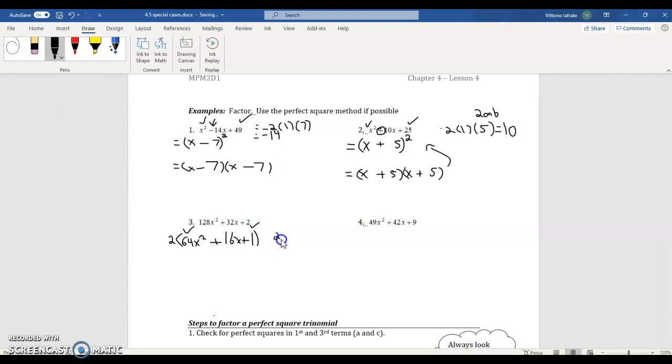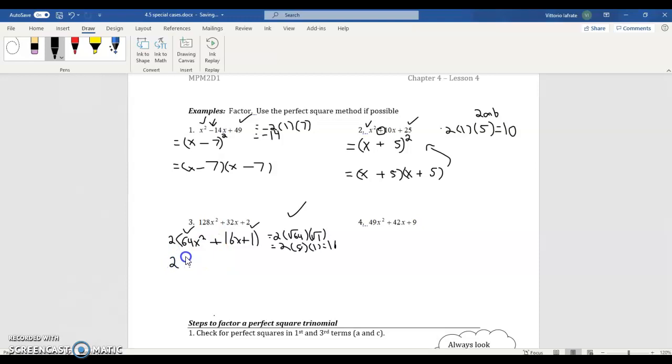So we have to do 2 times the square root of 64, which is 8, times the square root of 1. And it's positive 2 because our term is positive in there. That will give us 2 times 8 times 1, which gives us 16. So this actually satisfies all 3 conditions of perfect square trinomials. So now we can apply our rule.